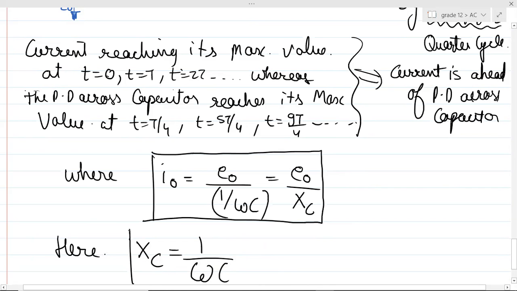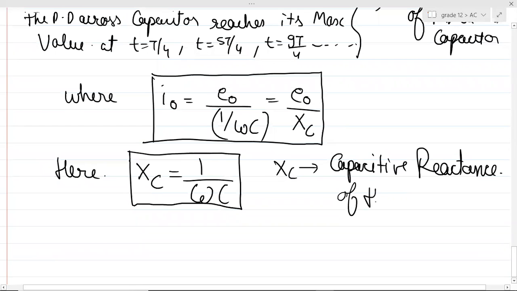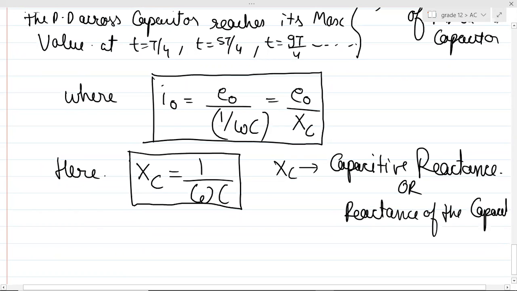Here Xc is equal to 1 upon omega into C. Xc is called the capacitive reactance of the capacitor, or you can say it's the reactance of the capacitor.